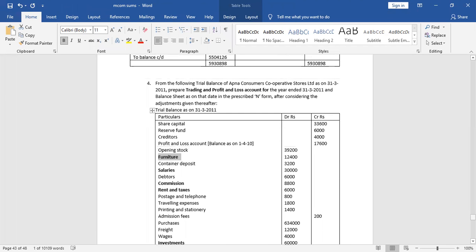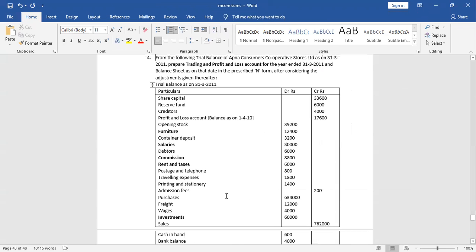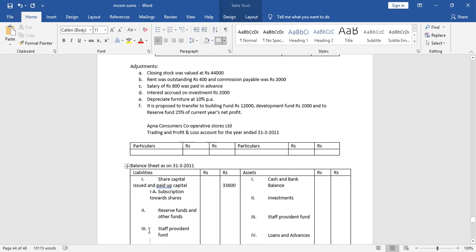Let us do the posting. Share capital is given as 33,600. So in the head share capital, we will write issued and paid up capital, 33,600. Then what we have? After share capital, we have the reserve fund. So there are two reserves we already saw, development fund and reserve fund.